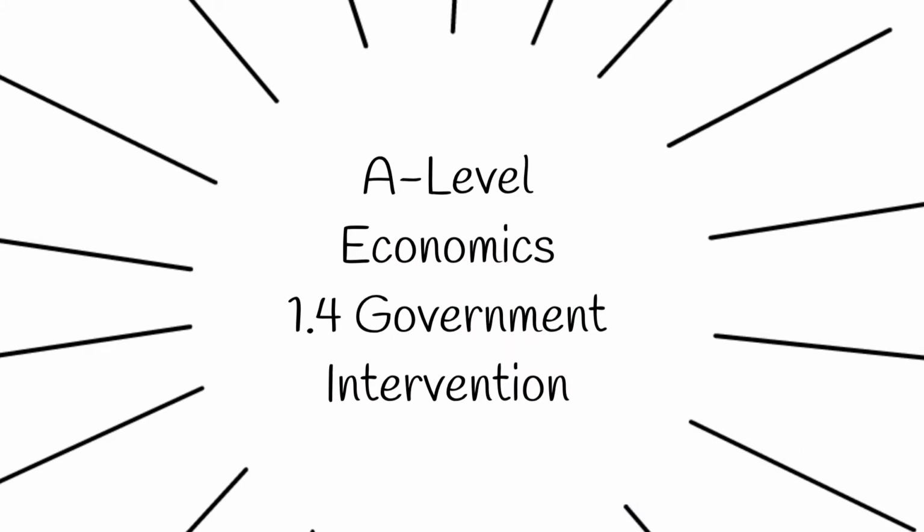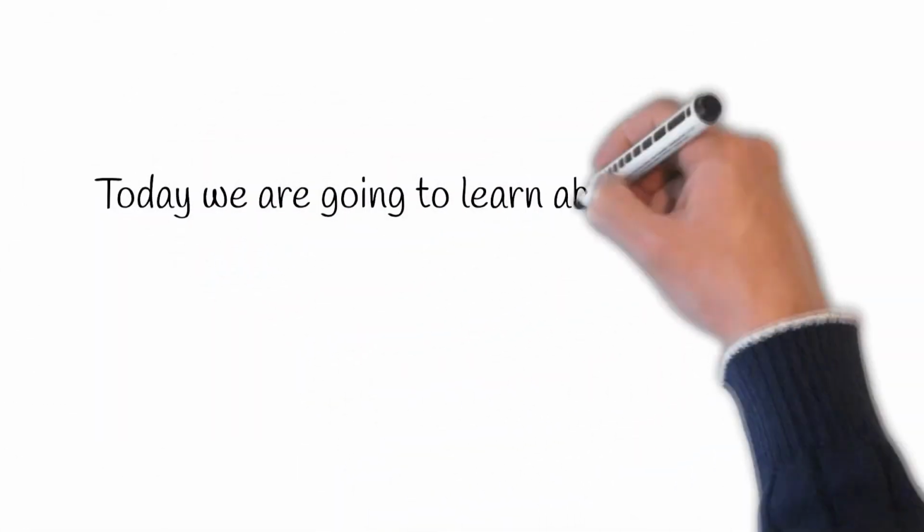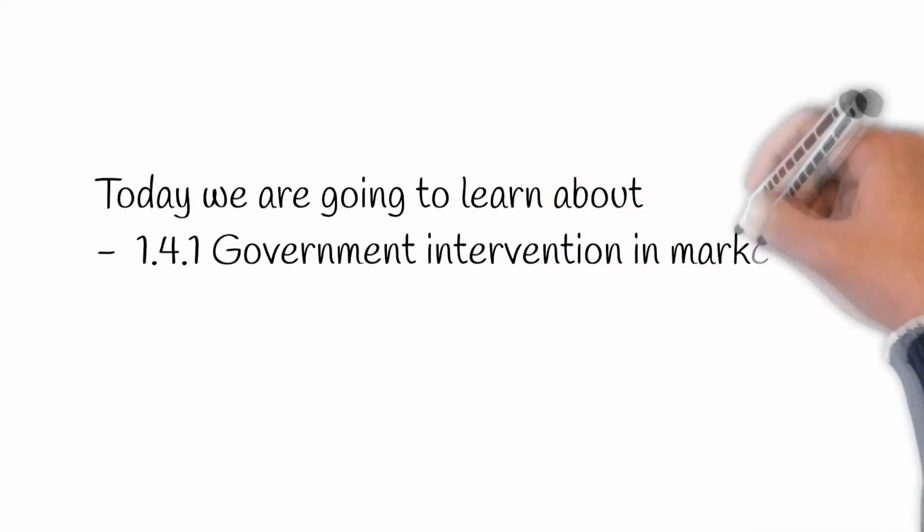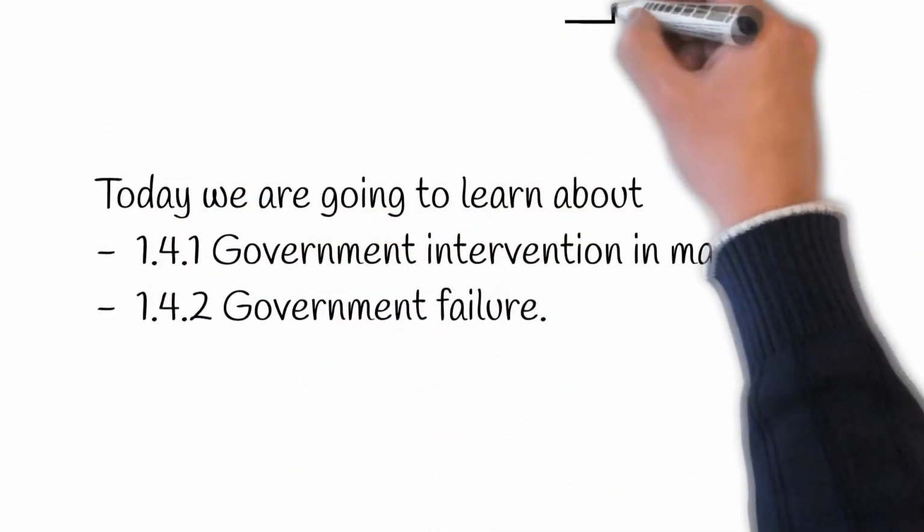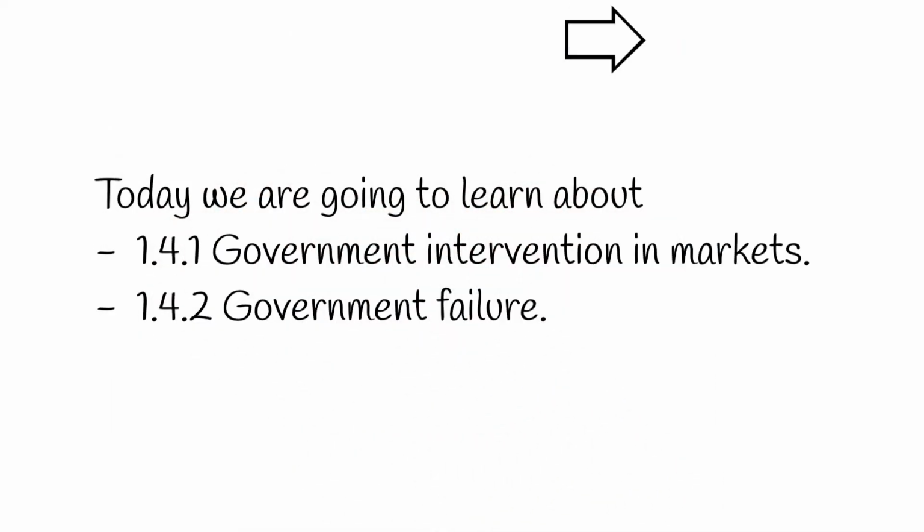Welcome to this video in our series on A-level economics. Today we are looking at 1.4, Government Intervention. Topics covered today are as follows: government intervention in markets, and government failure. If you haven't seen our previous videos, click on the card above.